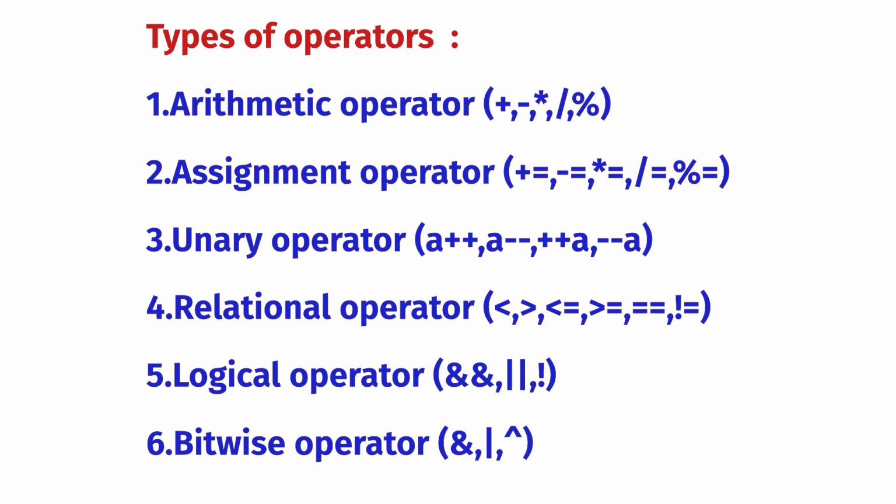Here you can see the types of operators. Arithmetic operators: plus, minus, into, by, modulo. Second, assignment operators: plus equal to, minus equal to, into equal to, by equal to, modulo equal to. Third, unary operators: a plus plus, a minus minus, plus plus a, minus minus a, which are post-increment, post-decrement, pre-increment, pre-decrement. Fourth, relational operators: less than, greater than, less than or equal to, greater than or equal to, double equal to, not equal to.